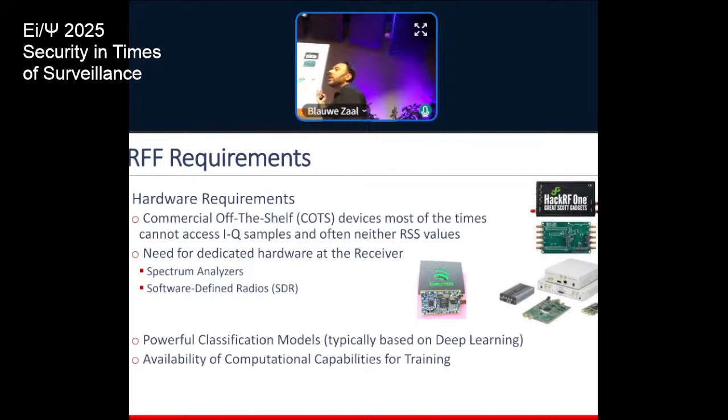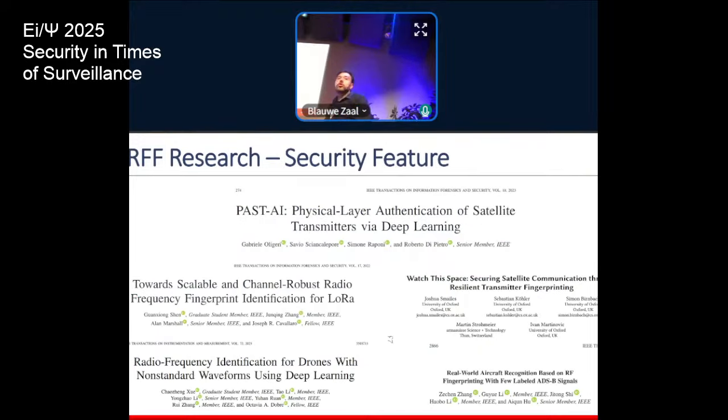So you don't necessarily need hardware like the ones that you see here, which is significantly expensive. You can do that also with hardware that is not that powerful. There is a lot of research on radio frequency fingerprinting from research groups all around the world, and this is mostly about using it as an additional security layer. You can see just from these titles that this has been applied to satellites, to IoT devices, to drones, even to aircraft to recognize which one it is. So different technologies, different communication paradigms.